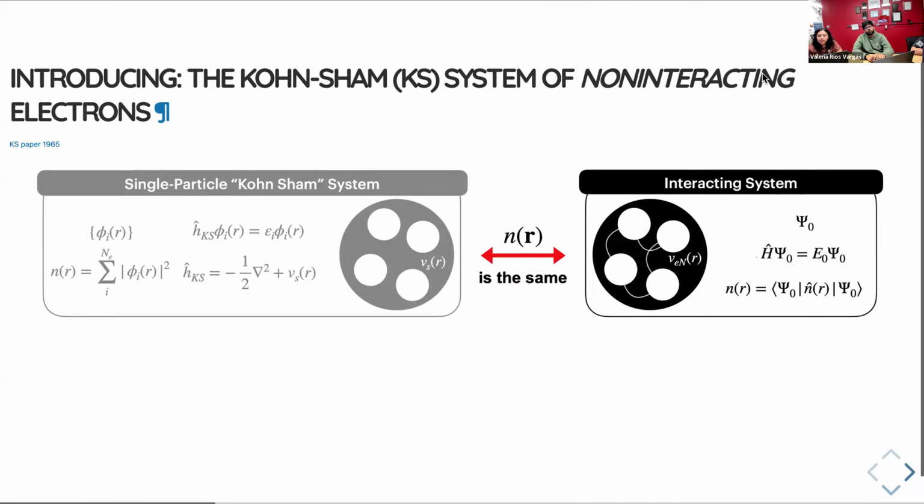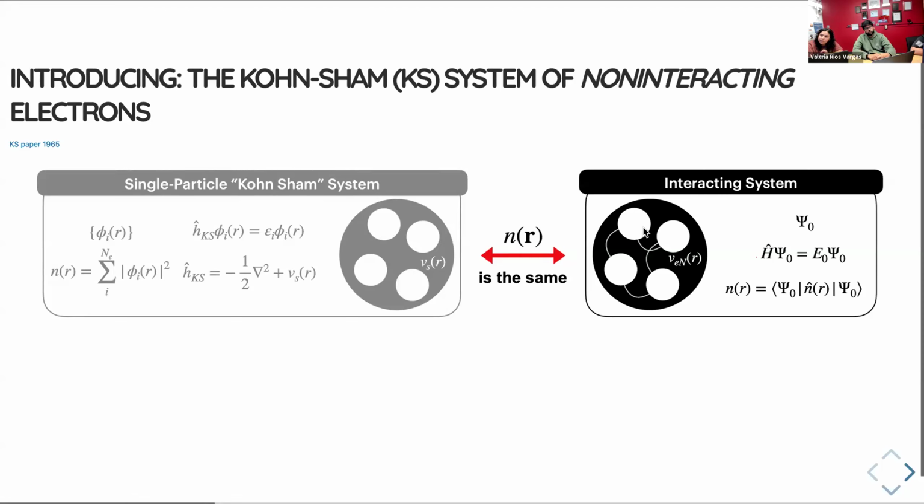So what are the properties of this system? First of all, our electrons are not interacting at all, but they experience an effective potential, which is sometimes called the Kohn potential, or effective potential. In this presentation, we're going to call it V sub S. This system has exactly the same density as the interacting system.